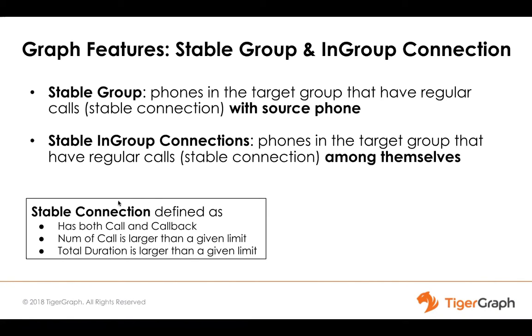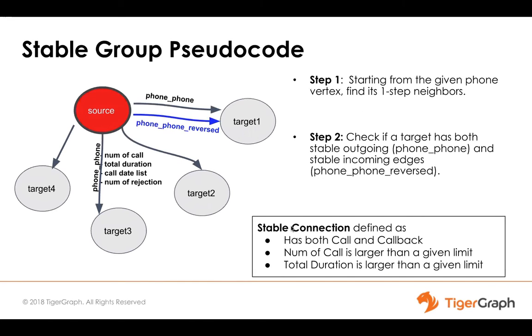For the stable connections in the China Mobile project, we define them in the following way. A stable connection must have both call and callback between those two phones. And for each edge, the number of calls must be larger than a given limit, and the total duration of the calls must be larger than a given limit. That's the definition of a stable connection. So let's look at how we collect those features on the graph. The idea is simple. We just start from the source, the given phone, and do a one-step neighbor traversal.